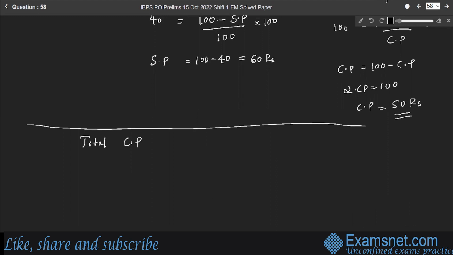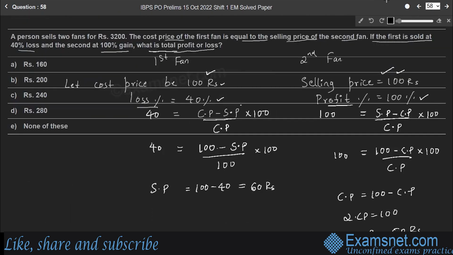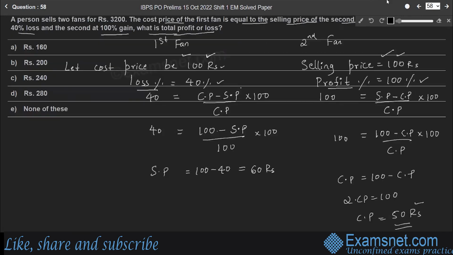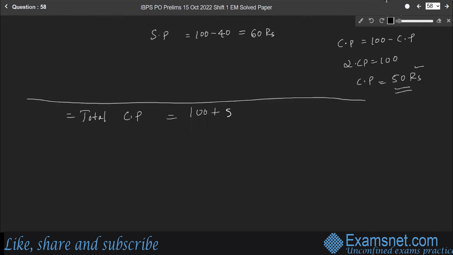Total cost price is equal to the cost price of the first fan. According to our assumption, it is 100 rupees, and the cost price of the second fan is 50 rupees. Therefore, 150 rupees is the total cost price of 2 fans.